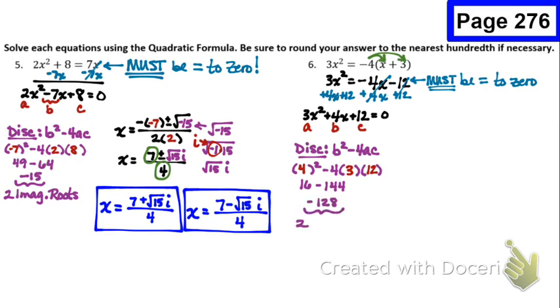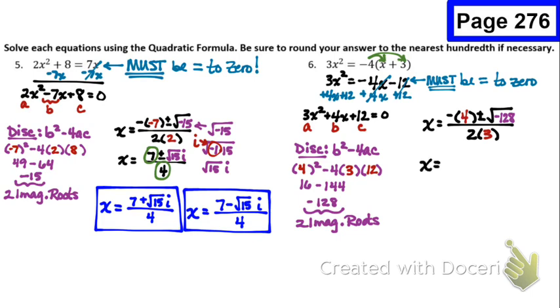So tell me about my roots. 2 imaginary. All right, x equals negative plus or minus radical. What goes right after the negative sign? B, which is 4. What goes under the radical? Negative 128. And what goes down on the bottom next to the 2? 3.